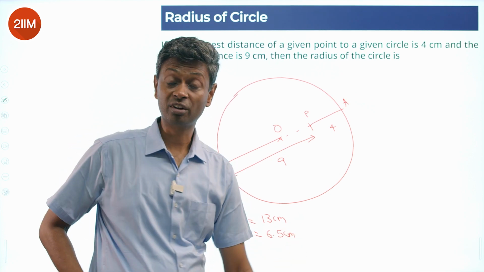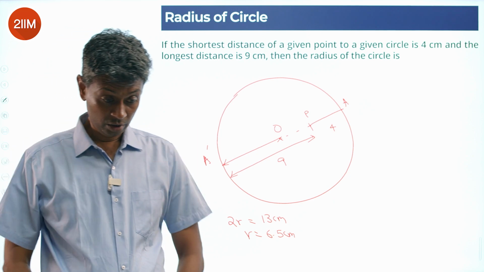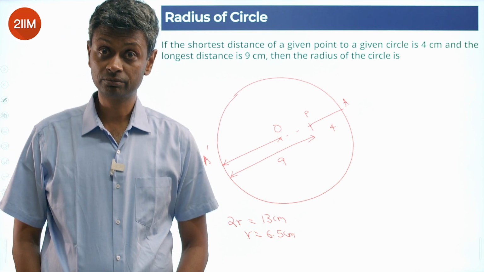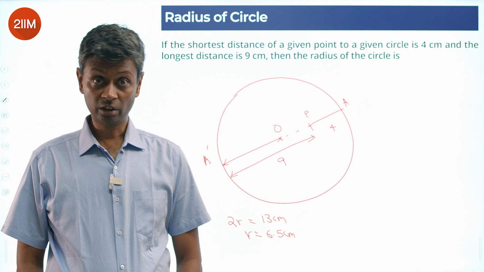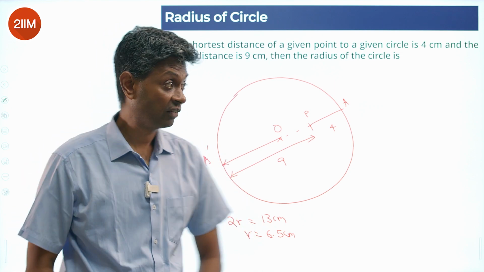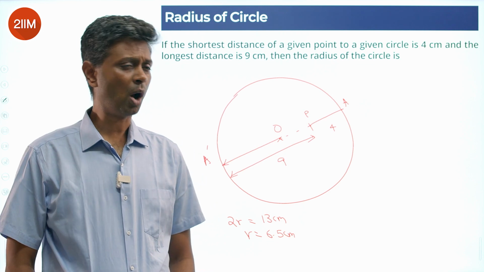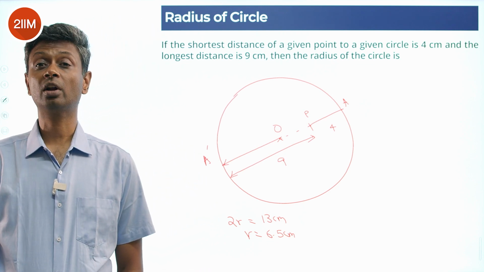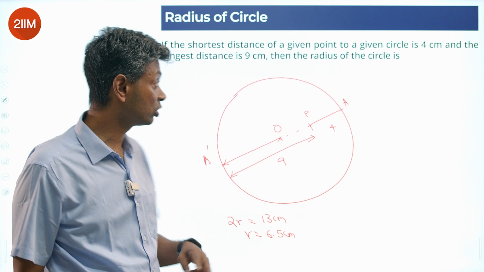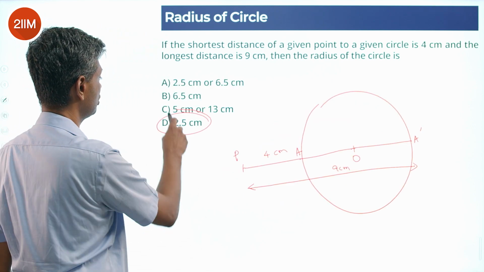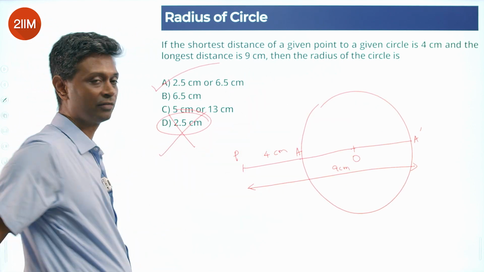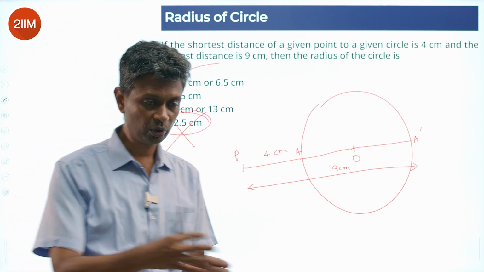The beauty of this question is some people miss the idea that the point can be inside the circle. Some people miss the idea that the point can be outside the circle. If the point were inside the circle, then the radius of the circle should be 6.5 centimeters. If the point were outside the circle, then the radius of the circle should be 2.5 centimeters. Both are possible. So the answer, not this, this. Delightful question because you can walk into an easy wrong answer.